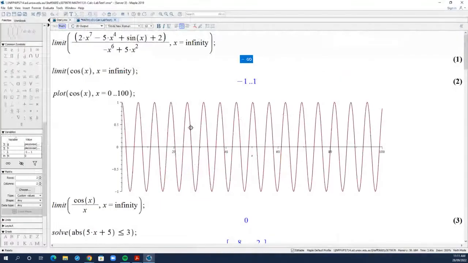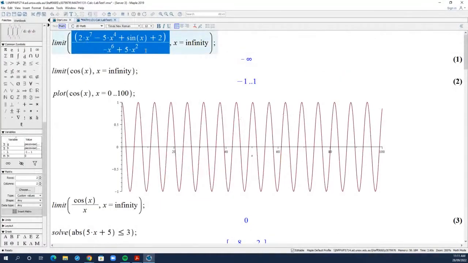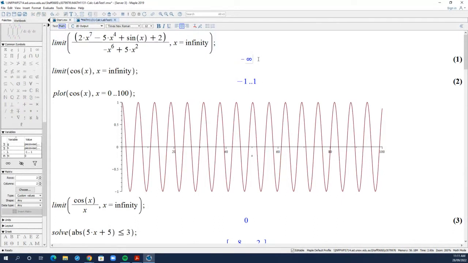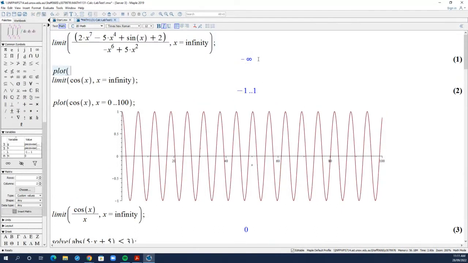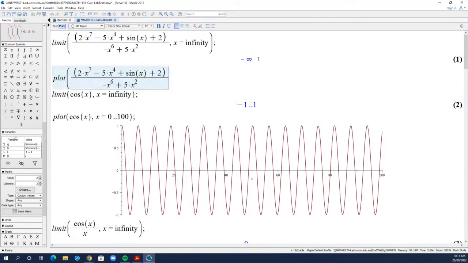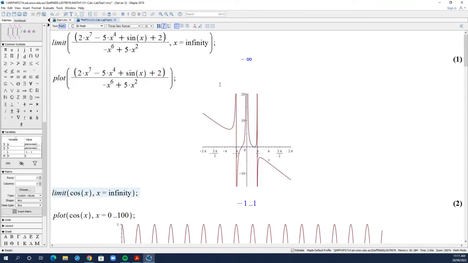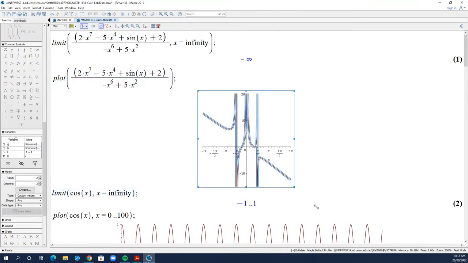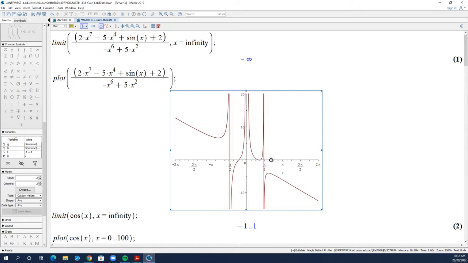Okay. Another option would be to plot this function. Remember, there's a plot command which draws graphs, and I'm interested in what happens as x gets large and positive. Okay. And you can see down here, let me make that a bit bigger. As we go along the positive x-axis, this is going down towards negative infinity. So it's quite a complicated graph, as you can see. But there's a couple of ways of doing it.